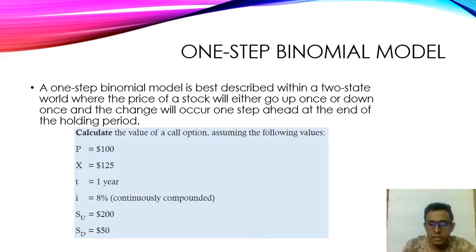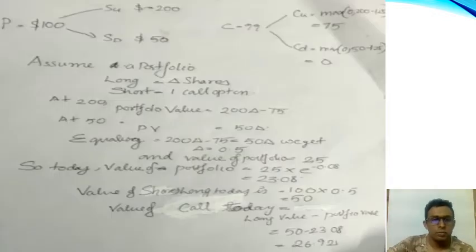So let us start. In the given problem, the value of the stock now is 100 and it can go up to 200 in the upstate, and in the downstate it can go down to 50. So the call payoff will be a maximum of 75, that is 200 minus the strike price of 125 at upstate, and in the downstate it will be 0 because it goes down.